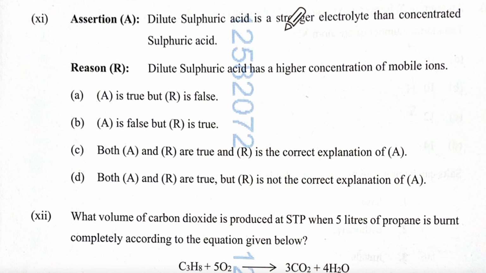Dilute sulfuric acid is a stronger electrolyte than concentrated sulfuric acid. Now, dilute sulfuric acid will have more quantity of water. There will be more ionization. So there will be a higher concentration of H3O+ in dilute than in concentrated. So this is true. Higher concentration means stronger electrolyte because there will be more ions. The reason, that dilute sulfuric acid has a higher concentration of mobile ions, is true and the correct explanation. Both of them are true and correct. Yes, it is option C.